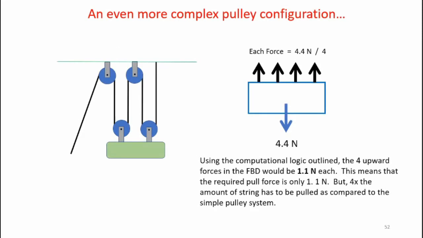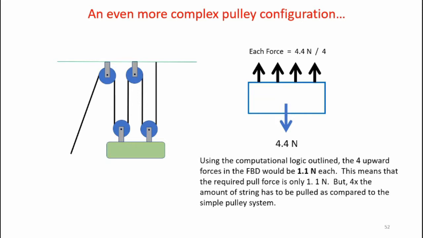We can apply that conclusion to this more complex pulley system. So we have multiple pulleys and 4 strings supporting the test weight. Now if we assume the same test weight as before of 4.4 newtons, we see the string tension is only 1.1 newtons. That's 4.4 divided by 4. So we only have to pull on the string with a force of 1.1 newtons to lift the weight.